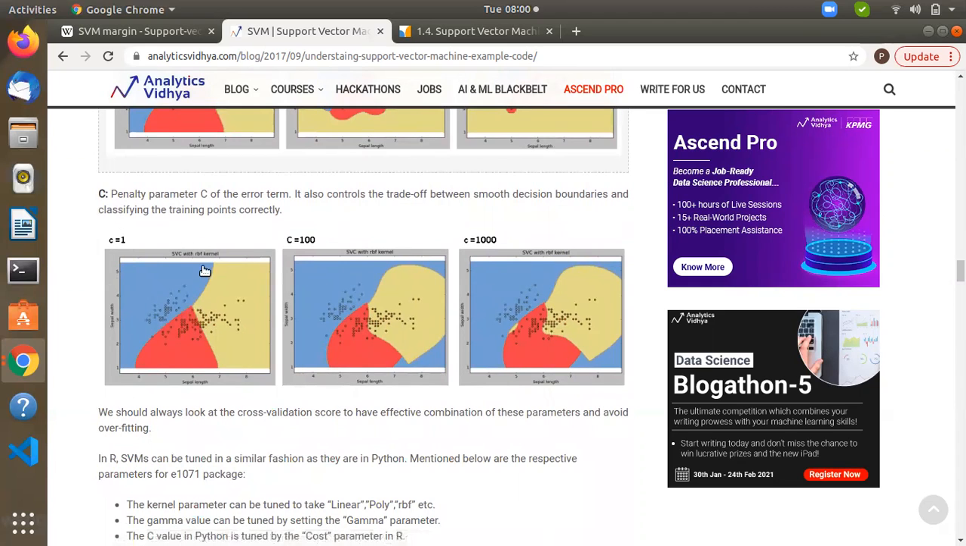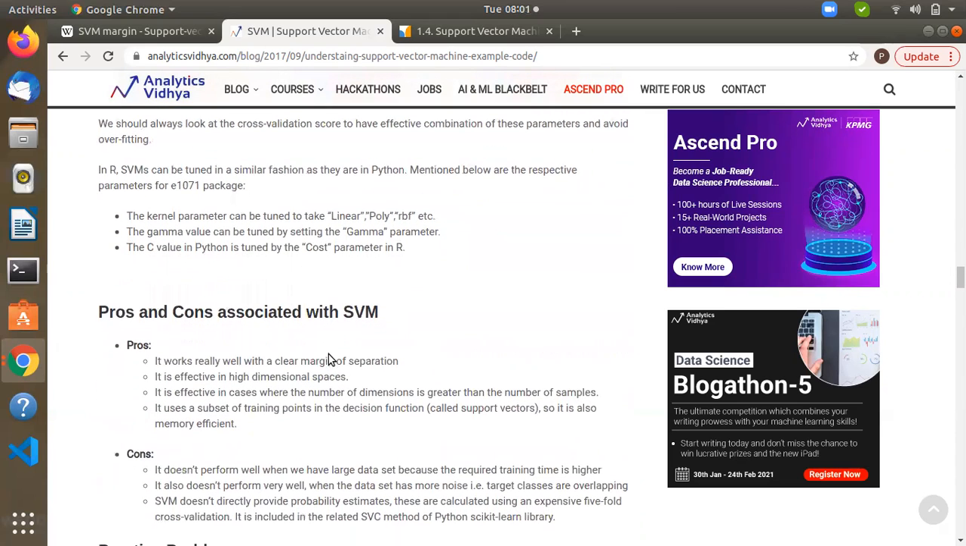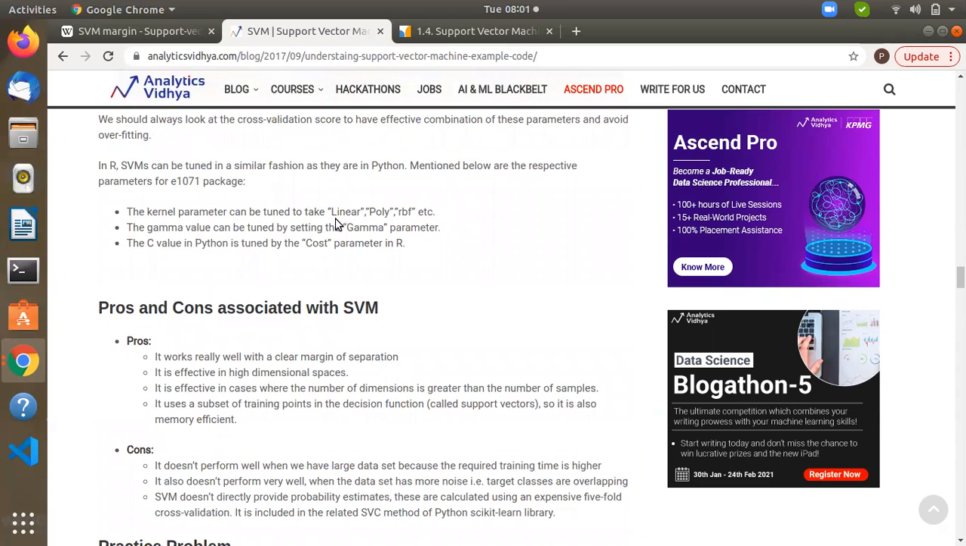You can see for C equal to 1, this is the model and this is the data point distribution. For C 100, this is the data point distribution. For C 1000, this is the data point distribution. You can see here how the data points are being classified. So kernel parameters can be tuned like linear, poly, RBF, or sigmoid.